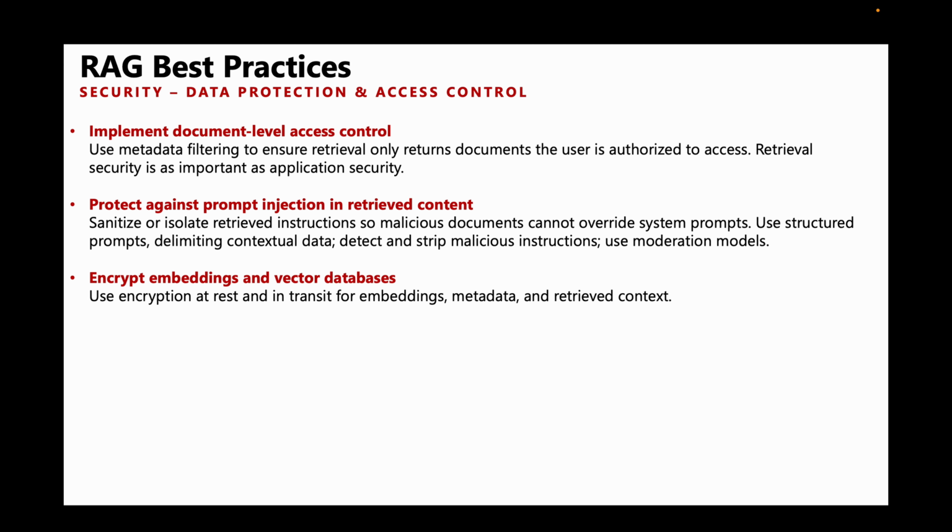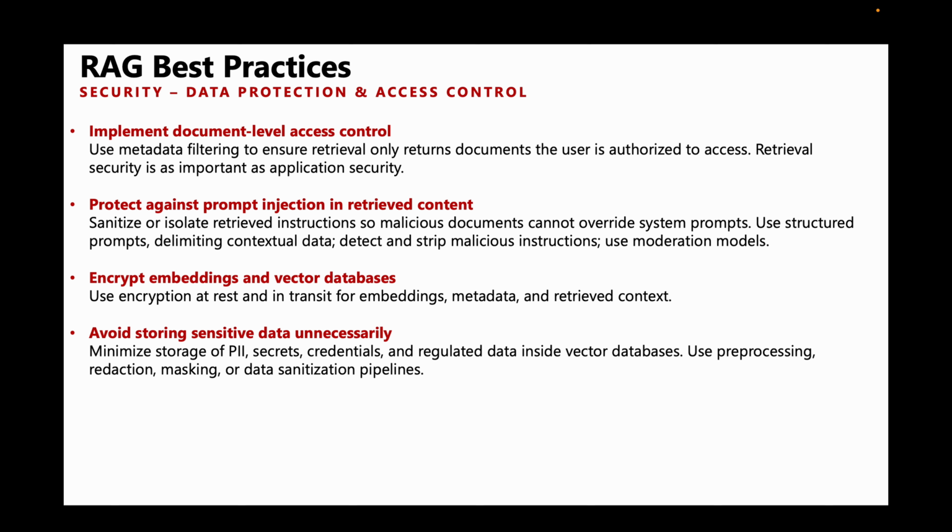The third guidance is to encrypt embeddings and vector databases. Embeddings, metadata, and retrieved context may contain sensitive enterprise information. Therefore, encryption should be applied both at rest and in transit to protect the data from any unauthorized access or interception.